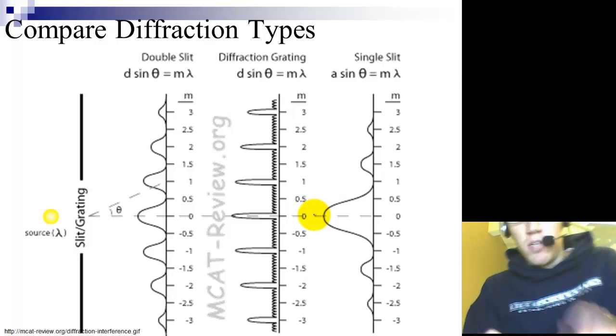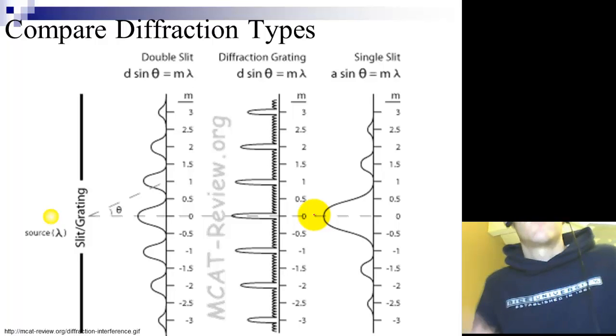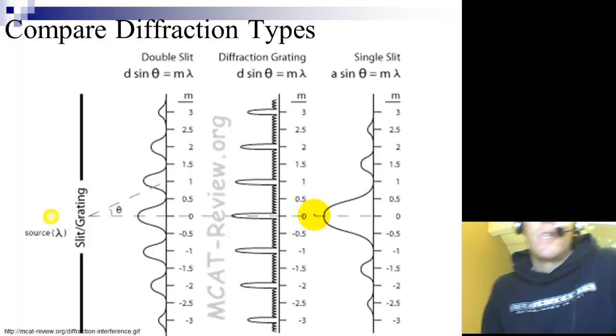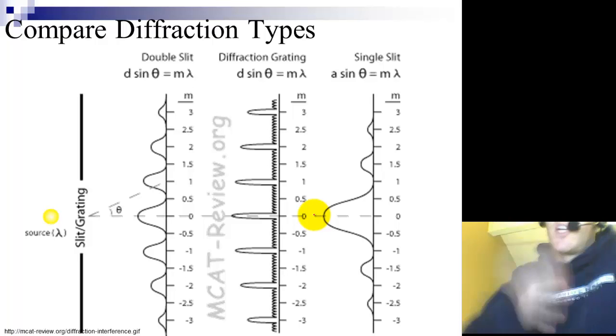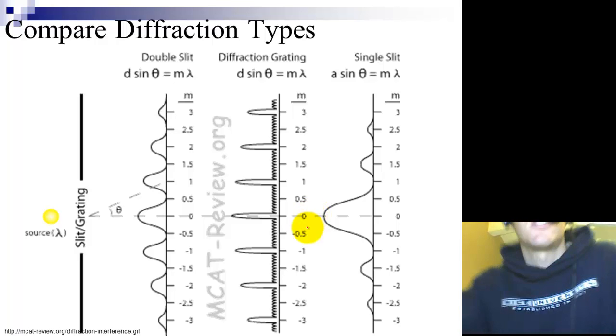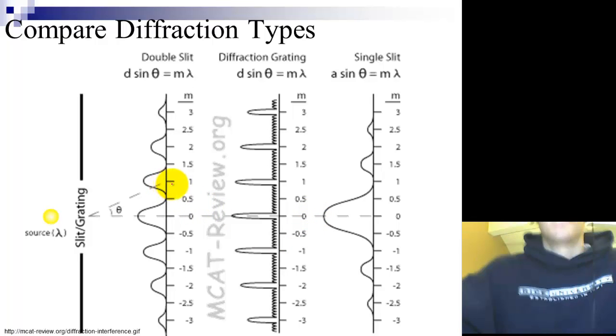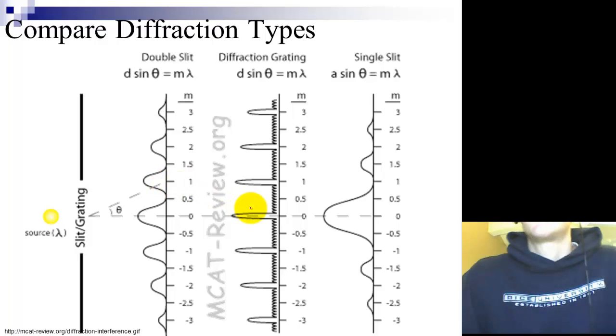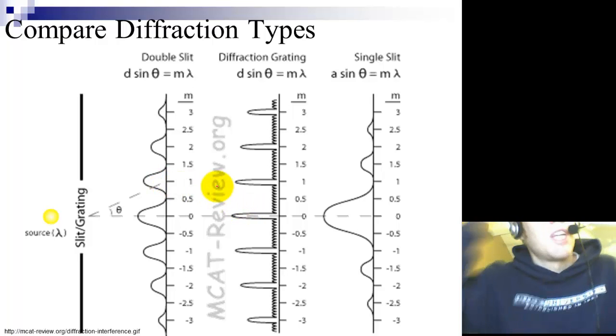Okay, so we've learned about 3 different types of diffraction or interference. One is single slit, one is double slit, and then one is a diffraction grating which has hundreds and maybe thousands of slits. So I just want to visually show you the difference between the interference patterns that develop, and kind of in your head you can be visualizing these.